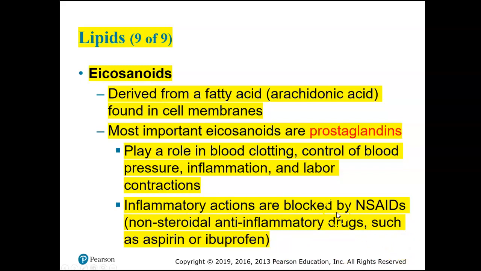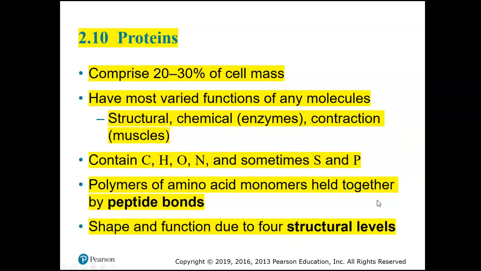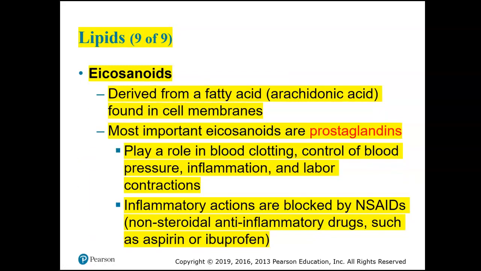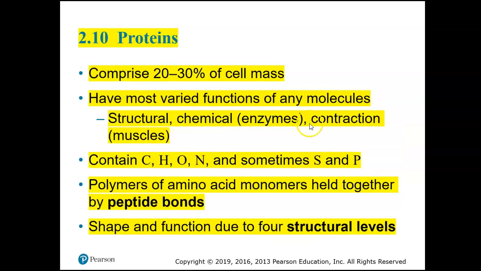Inflammatory actions are blocked by NSAIDs, which are pain medications, non-steroidal anti-inflammatory drugs such as aspirin or ibuprofen. So the NSAIDs will block the action of prostaglandins. Prostaglandin is the most important eicosanoid, and eicosanoids are our last example of lipids. Now we're going to move on to proteins.